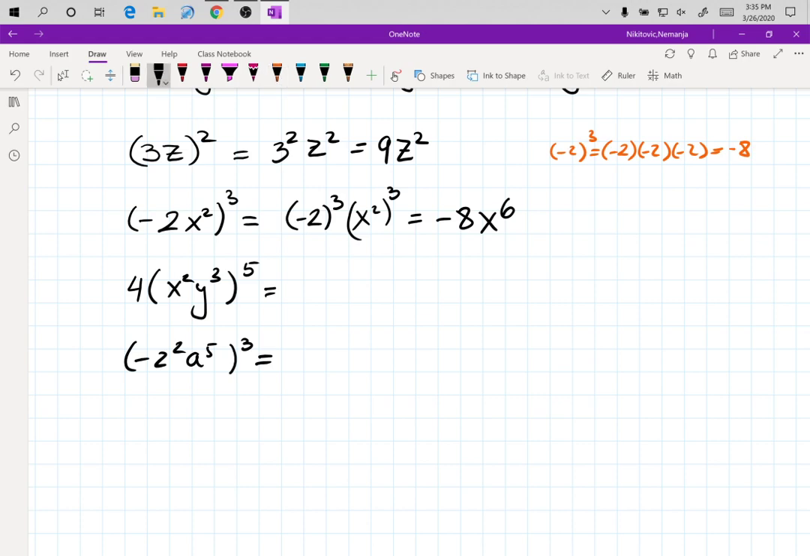Next problem. Number 4 is not in parentheses, therefore number 4 will not get the 5th exponent. So leave it alone. Now x squared is going to get 5th exponent, and y cubed is also going to get the 5th exponent, because they are in parentheses that are affected by the power of 5. So this becomes 4 x to the 10 y to 15.